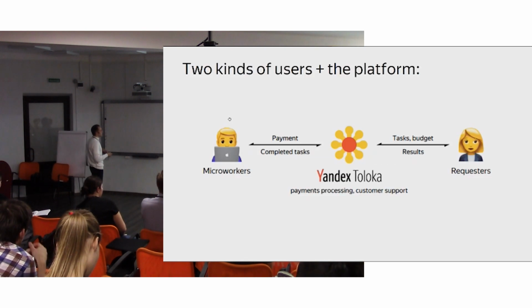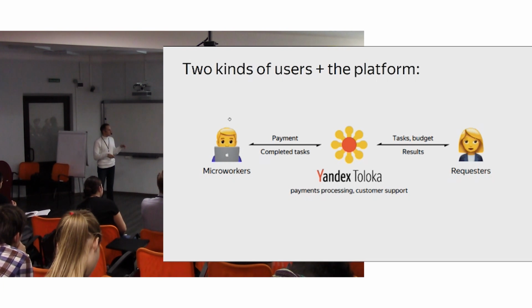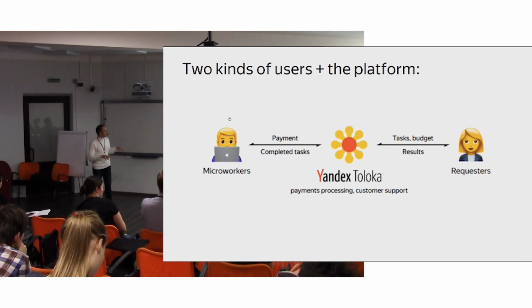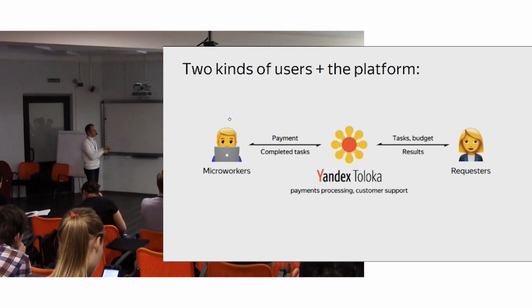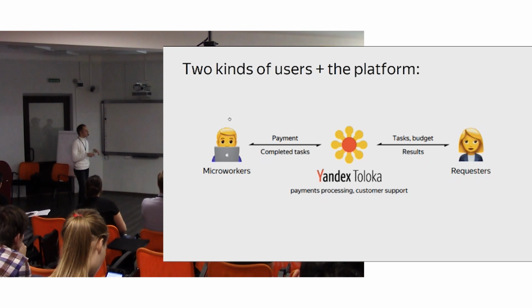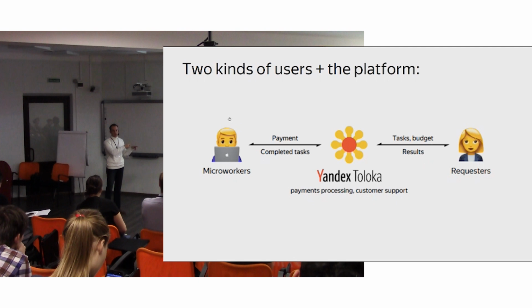I think that it is the first time I mentioned that there are actually two kinds of users on our platform. There are workers, or as we call them, Tolokers, and there is another, dual kind of user: requesters. Workers come in huge numbers. They want to receive payments. They want to complete tasks. Requesters bring us tasks and budget and want to get good, perfectly labeled data. And Yandex Toloka is a platform that processes all the communications between them. We process all the payments, all the customer support, all the assignment of tasks to workers, et cetera, et cetera.